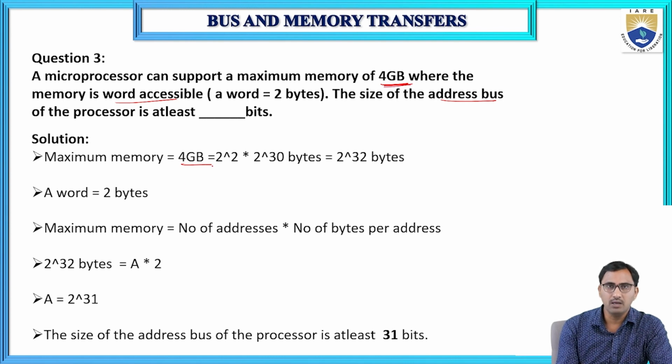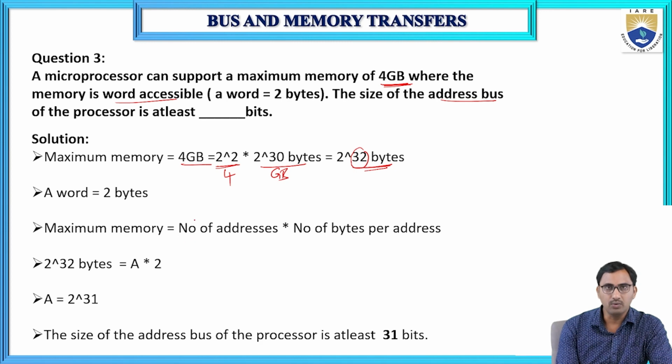So if you convert into bytes, 4 GB means we can write 2 power 2 into 2 power 30, because 2 power 30 is equal to 1 gigabyte and 2 power 2 means 4. So 4 gigabytes, we can write as 2 power 32 bytes. That means 32 address lines are required for accessing 4 GB. Okay, so a word is equal to 2 bytes because the memory is word accessible. So one word means 2 memory locations, 2 bytes.